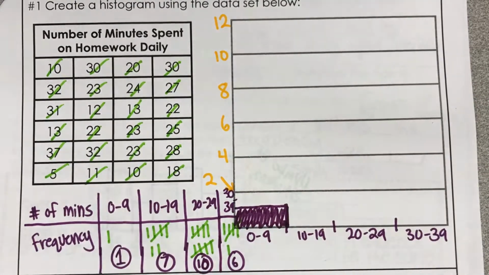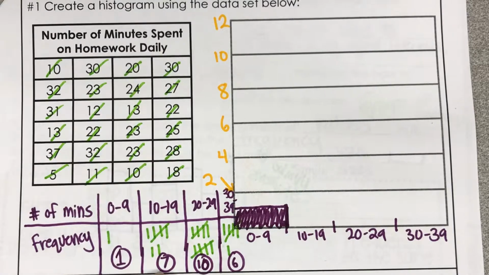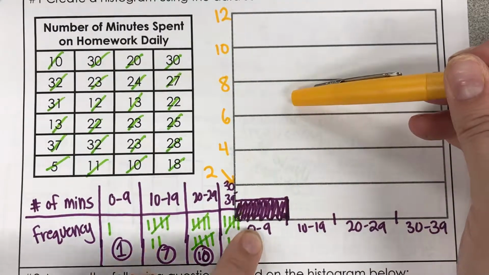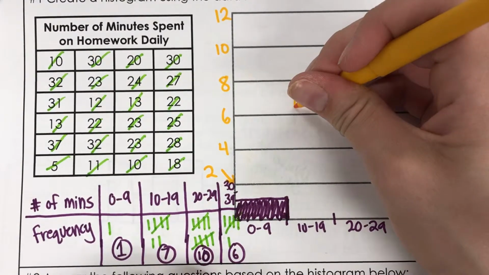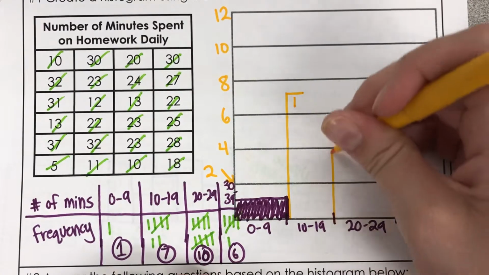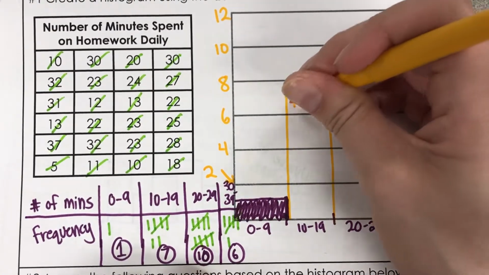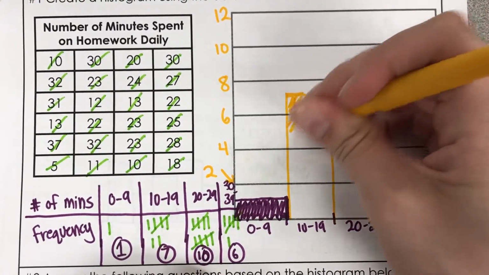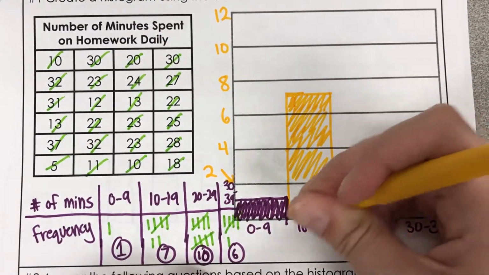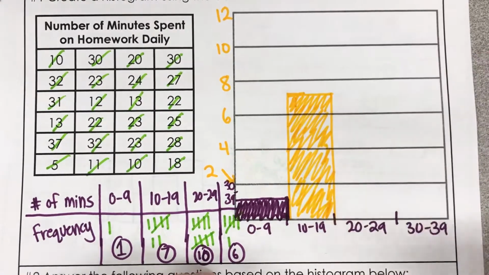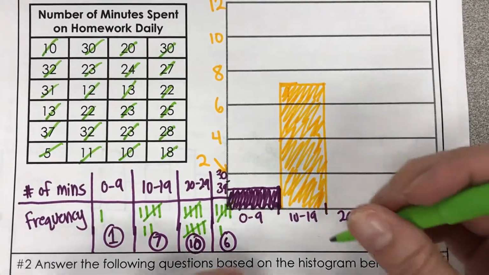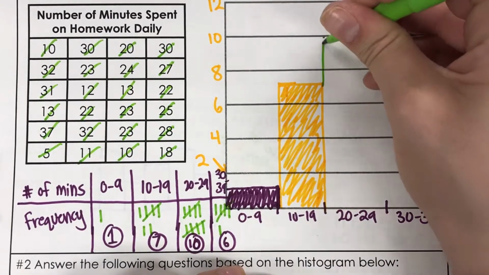All right, on to my next frequency. It was at 7, but because I counted by evens, I'm going to have to go halfway between 6 and 8, so right about here. There we go. I'll color that in, about halfway. All right, going on to the next one, this is my biggest one. This one is 10, so I thankfully get to go all the way up to the 10 line.